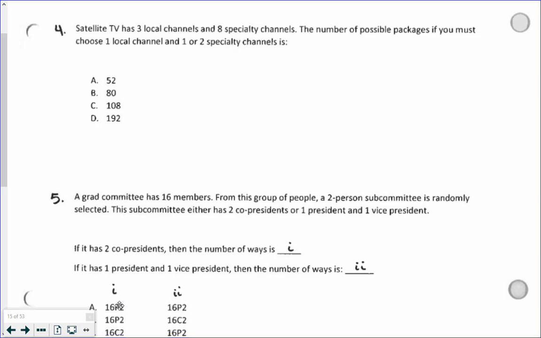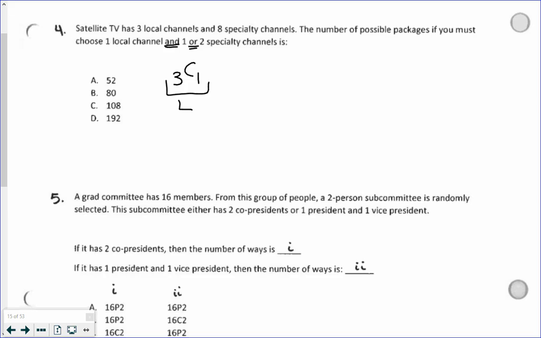Okay. So first things first, are you selecting or are you arranging? I think you're selecting because the word choose is in there. Choose and select are synonyms. So for the local, you've got 3 and you're choosing 1. Now, here's the word and, here's the word or.